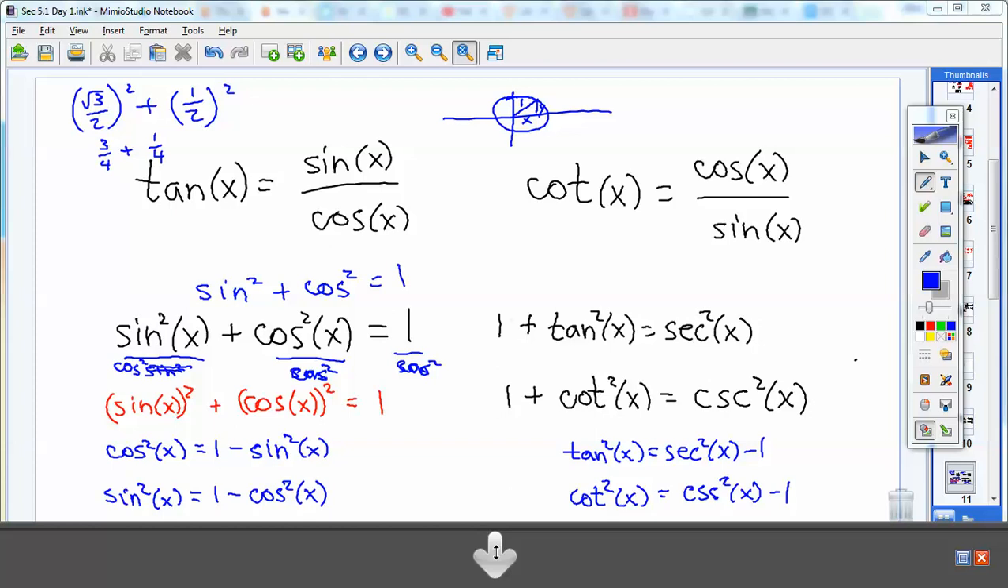So cosine squared is equal to 1 minus sine squared. So in problems, when we see a 1 minus sine squared, we can replace that with cosine squared, and that can be to our advantage. So 1 minus sine squared is equal to cosine squared. And likewise, if we subtract a cosine squared from both sides, 1 minus cosine squared is going to be equal to sine squared. Okay? And then likewise, we can do that with these over here, right? Tangent squared would be secant squared minus 1. Cotangent squared would be cosecant squared minus 1.